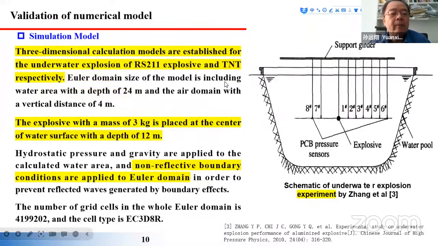Now we do the simulation. The three-dimensional calculation model is established for underwater explosion of the explosive, which is an aluminized explosive and TNT respectively. The explosive, with a mass of 3 kilograms, is placed at the center of the water with a depth of 12 meters, and we choose a non-reflective boundary condition.